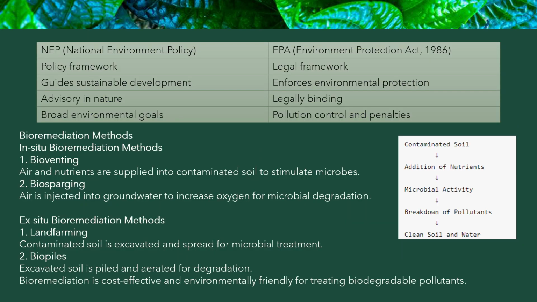Next is NEP and EPA. NEP is basically a policy framework whereas EPA is a legal framework. NEP guides sustainable development. EPA enforces environmental protection. NEP is advisory in nature, whereas EPA is legally binding. NEP has broad environmental goals, EPA handles pollution control and penalties. NEP, we are not talking about national education policy, but environment policy.